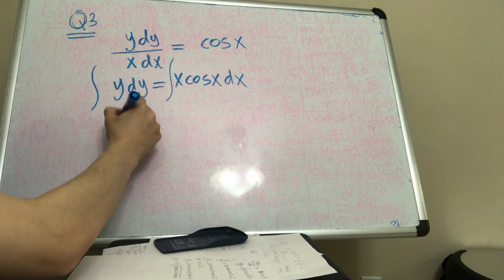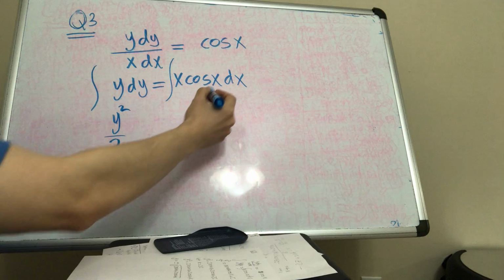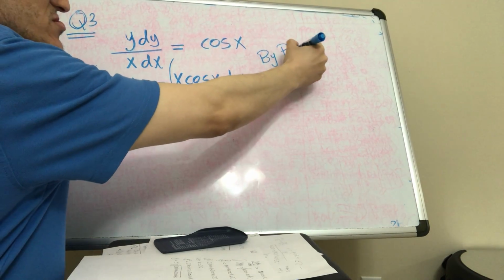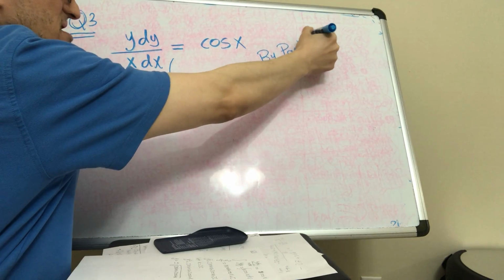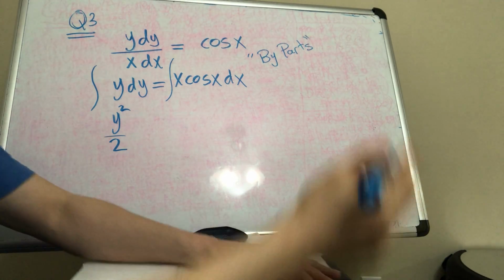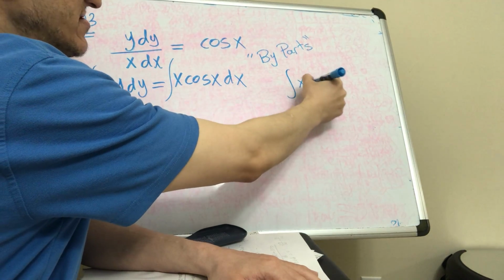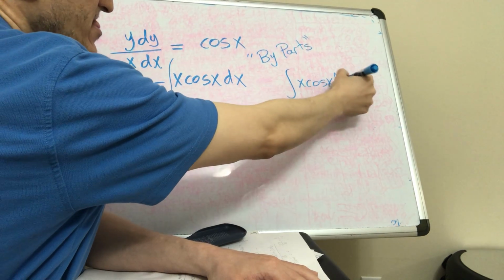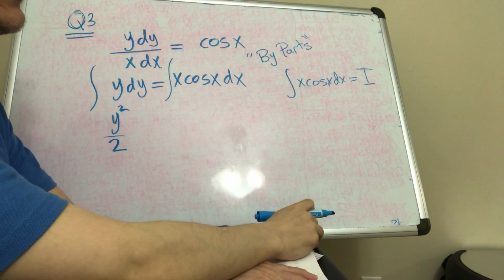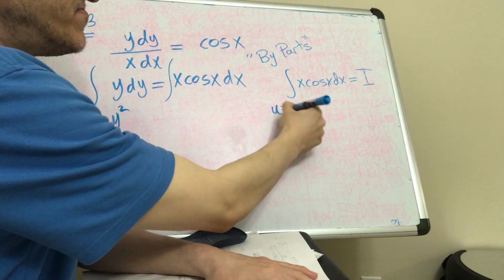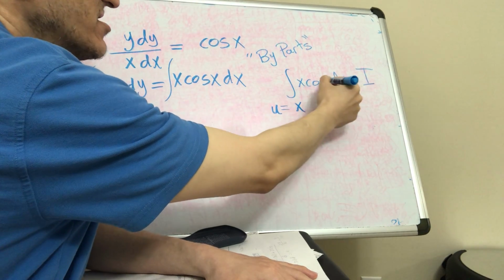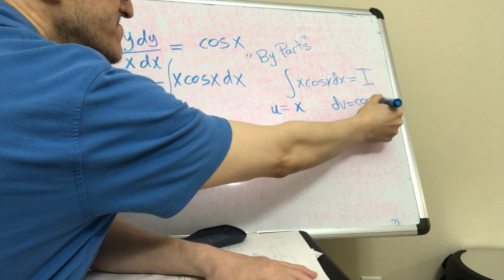This one is easy, this one is y squared over 2. The integral of this, if you remember from Cal 2, is done by parts. So we used to go and say this would equal I. And then you let u be x and dv be cosine x dx.